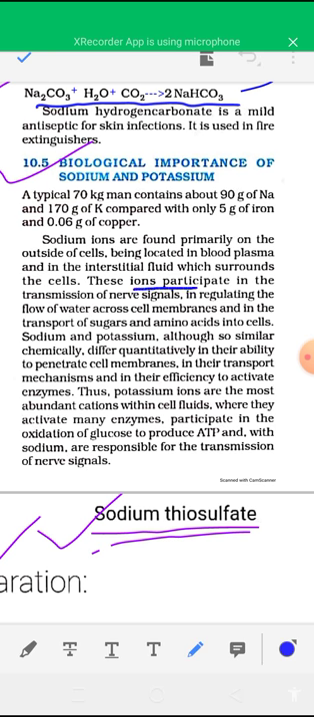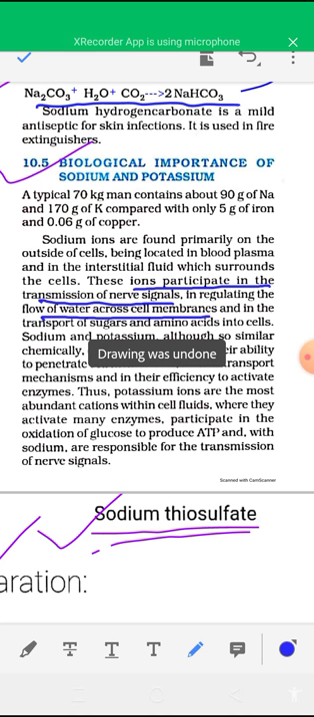Sodium ions participate in the transmission of nerve signal. Remember that. They also regulate the flow of water across the cell membrane. So the balance of water in our body system is also controlled by sodium ion. And in the transport of sugar and amino acid into the cell, all these are controlled or regulated by sodium.